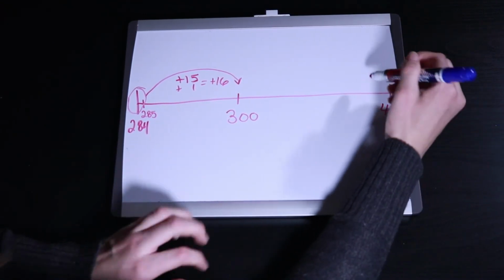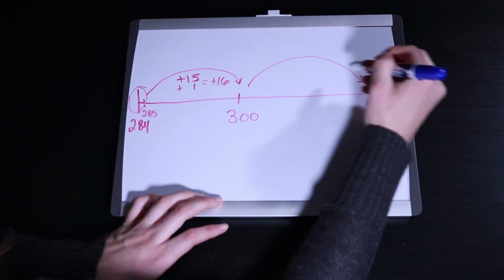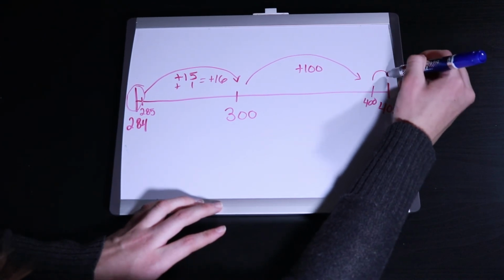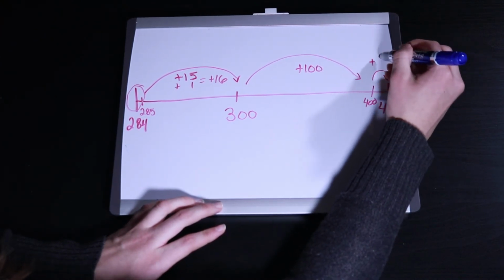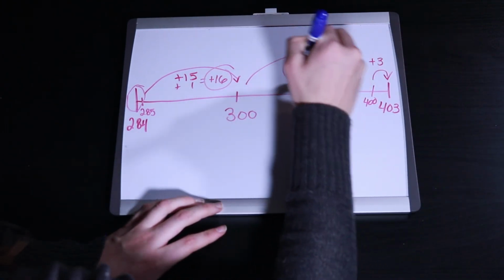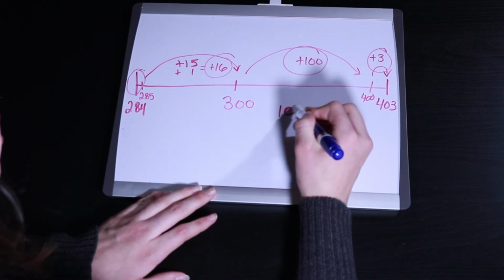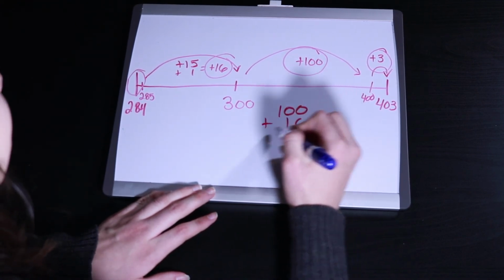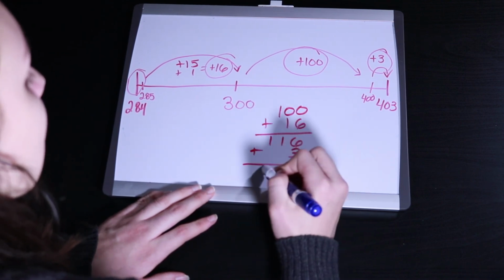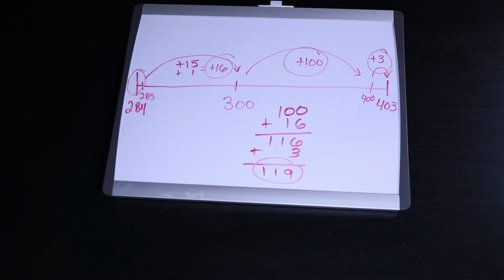Now, I'm going to jump from 300 up to 400 to have a nice even jump of 100. Now, when I'm at 400, I'm going to go up to 403. So it's plus 3. So now you must add the total number of jumps to get your answer. So 100 plus 16 is 116, plus 3 is 119. This is the same answer as all the other ways we've solved it.